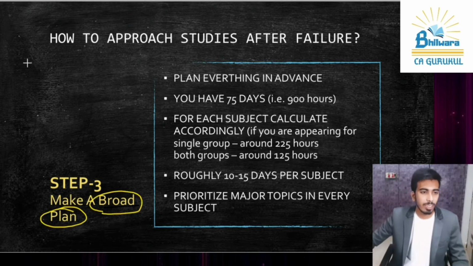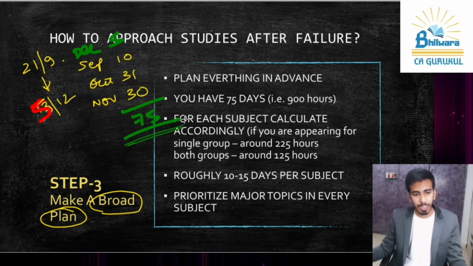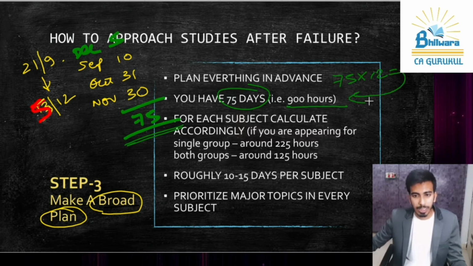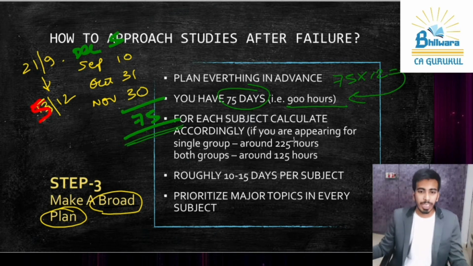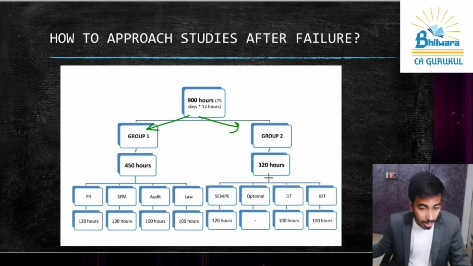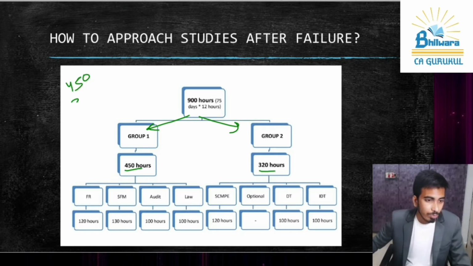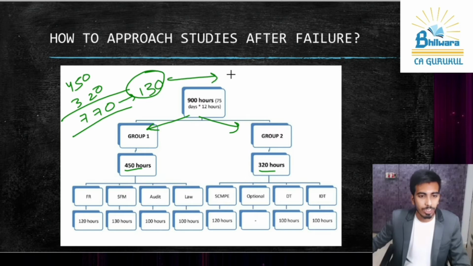Broad plan is like today is 21st of September, so you will have around 75 days. So what you have to do in 75 days, that is roughly 75 days into 12 hours, that is 900 hours. So what you have to study in 900 hours, basically you have to divide it in two parts. Basically this is 450 and 320. This makes it a total of 770. So what about the balance 130 hours? 130 hours is for revision.